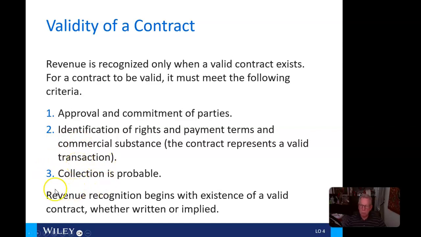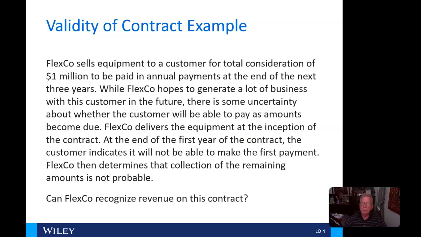So revenue recognition begins with the existence of a valid contract, whether written or implied. In the case of accounts receivable, we don't have a written formal agreement, or for that matter, with our accounts payable, but there is an implied contract. All right, here let's look at an example. Flex Company sells equipment to a customer for total consideration of $1 million to be paid in annual payments at the end of the next 3 years.